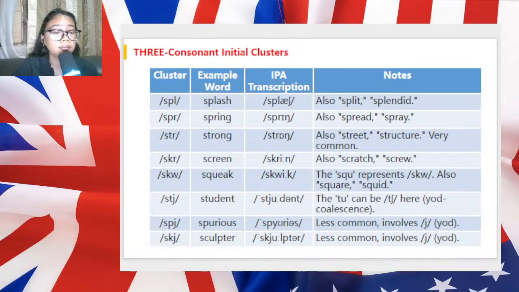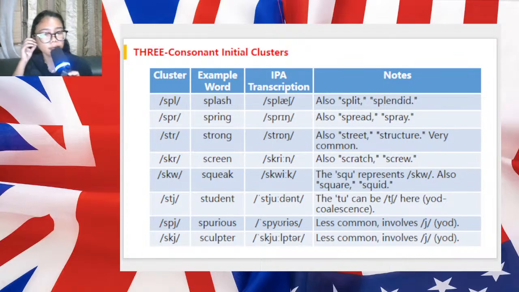There's no puff of air after it. This makes the transition from SP to the L very fluid. You also find this cluster in words like spirit and splendid. Try splash, split, splendid with me, making sure all three sounds are clearly articulated.